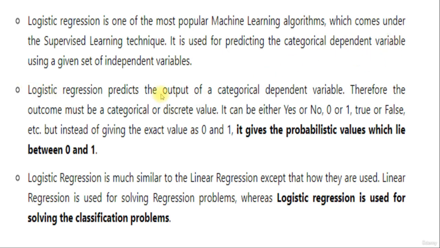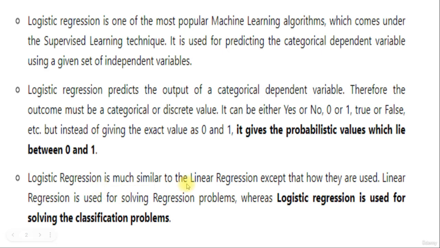Now, logistic regression predicts the output of a categorical dependent variable. Therefore, the outcome must be a categorical or a discrete value. It can either be yes or no, or in mathematical terms, we can say 0 or 1, or true or false, etc. But instead of giving the exact 0 or 1, it gives the probabilistic value that lies between the range of 0 and 1. So this is the key point for logistic regression. Remember this statement and logistic regression will be very easy for you to understand.